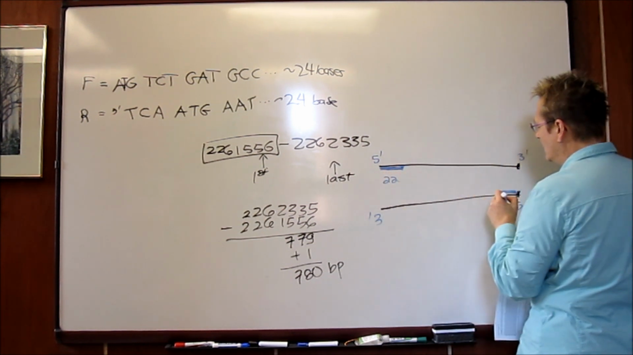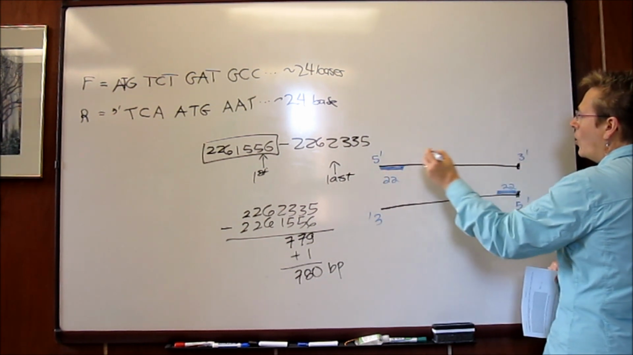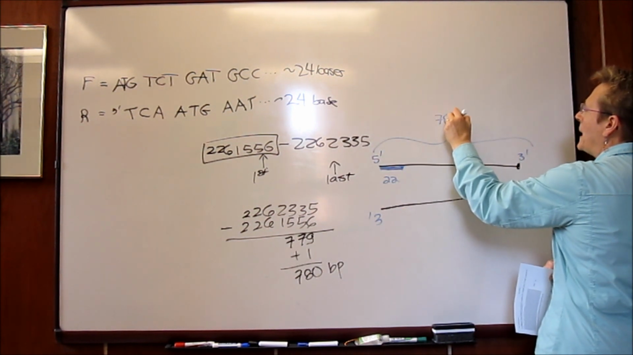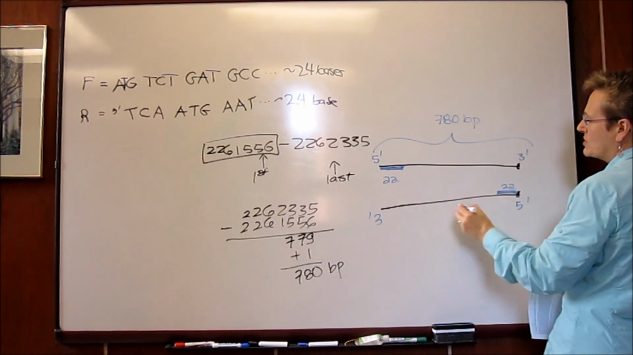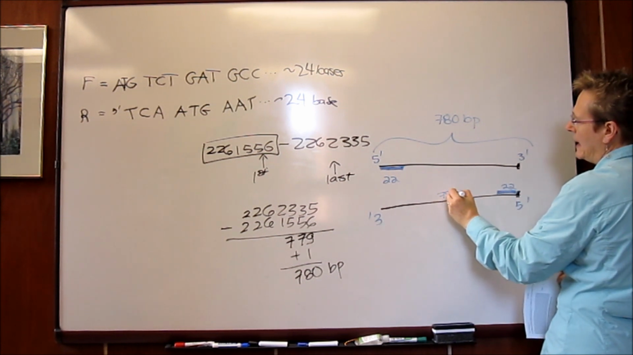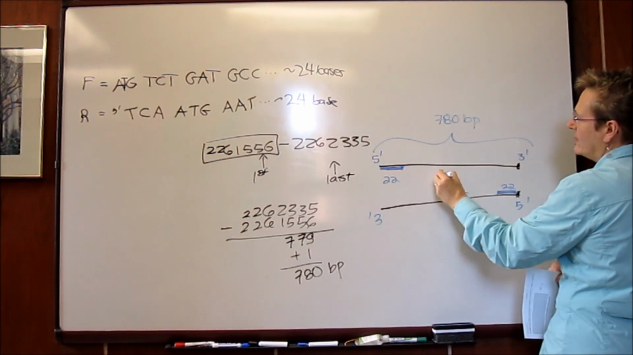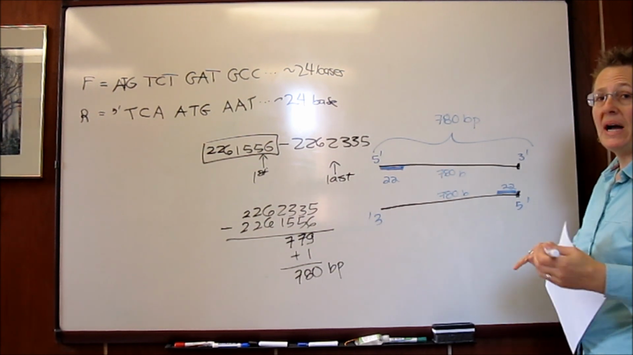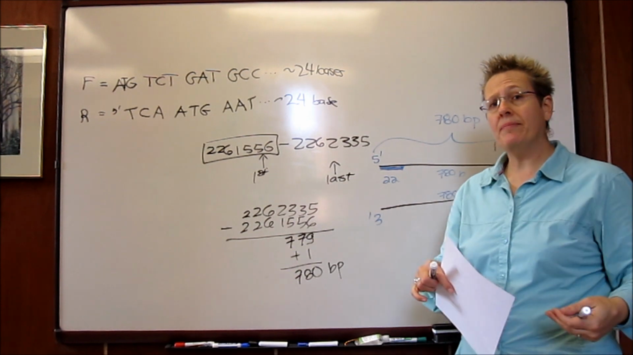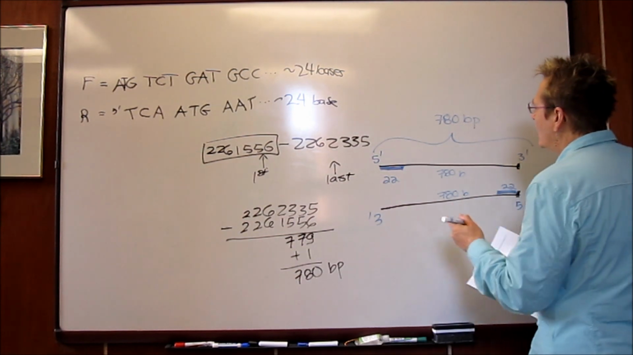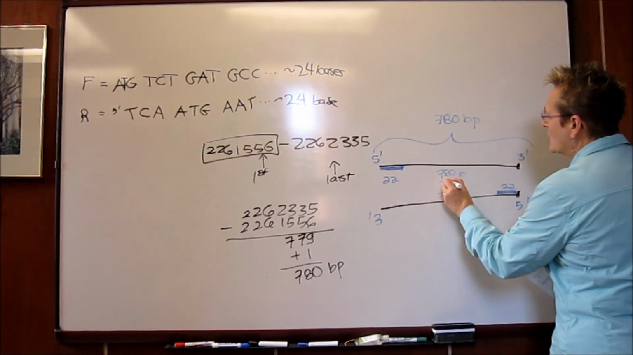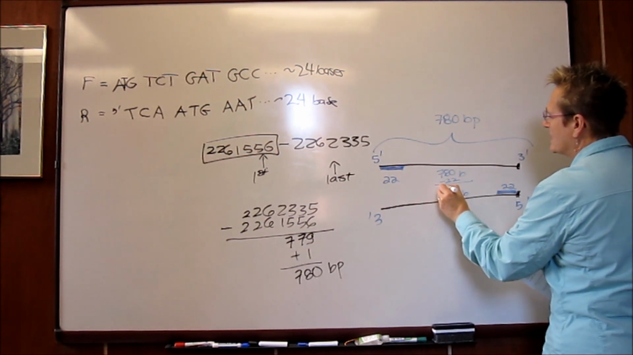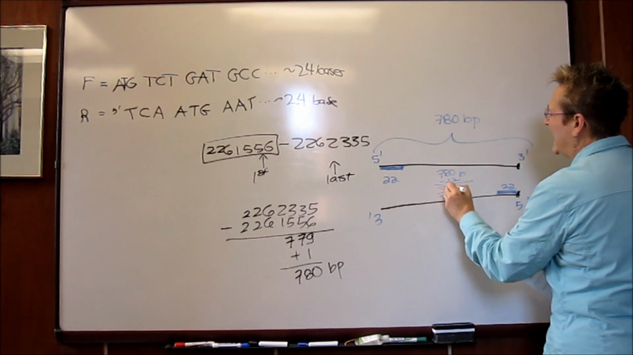In this case it says that the primers are 22 bases long. The whole thing is 780 base pairs, which means there are 780 bases in this strand and 780 bases in this strand. But in terms of where they came from, we say that 780 minus 22 came from free nucleotides, so 758.